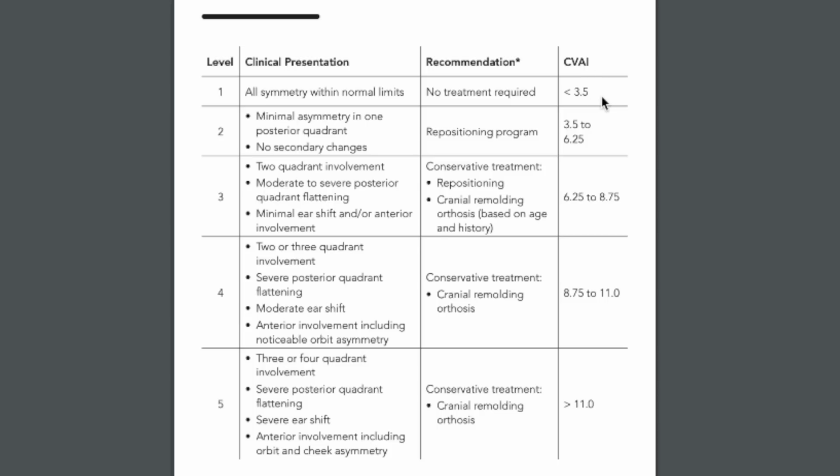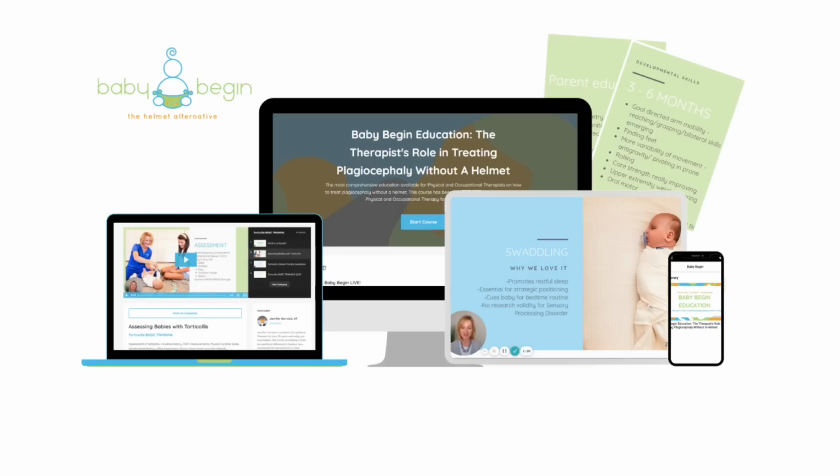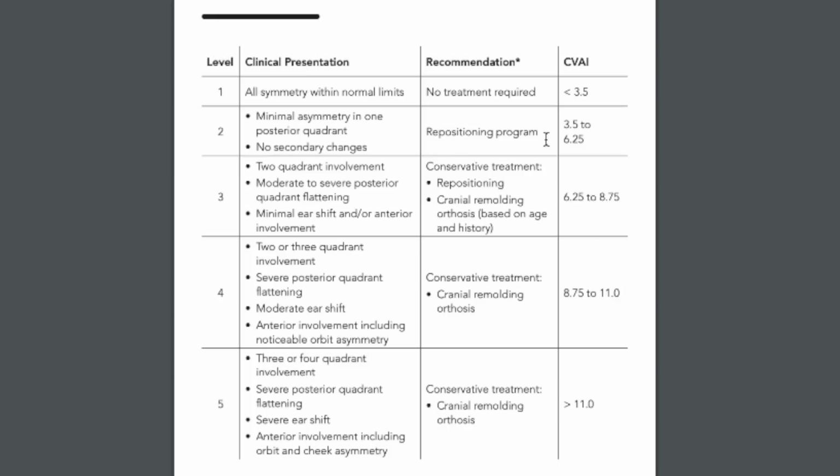So if it's less than 3.5, totally normal. Again, we're not looking for perfect head shapes. We are just looking for normal head shapes. If it's 3.5 to 6.25, we're in the mild range. If they're less than 4 months or not rolling yet, we want to do that repositioning program. My favorite is the Baby Begin method. And again, you can take their course if you're a provider, or you can schedule a consultation with them and they can teach you how to do it.